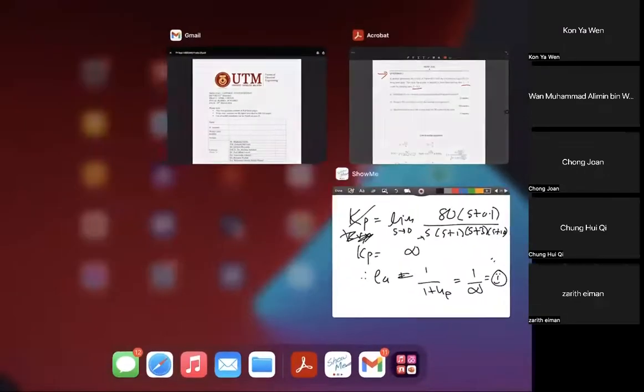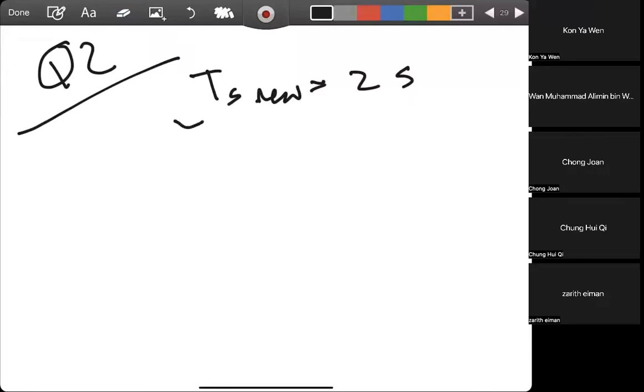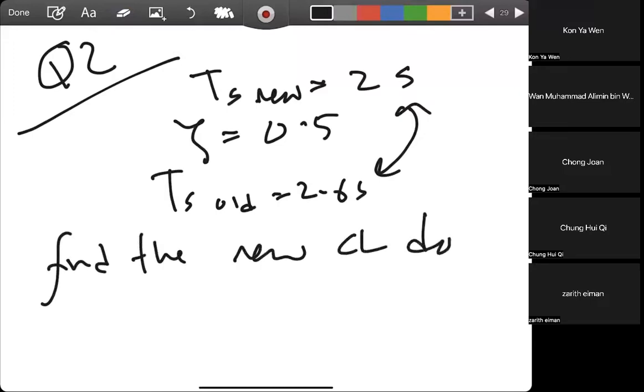Sketch the root locus of the system with the PD controller included. So question number 2, the new one is 2 seconds, zeta 0.5. The old one is 2.6 seconds. So we want much faster, so we have to find the new closed loop dominant poles.